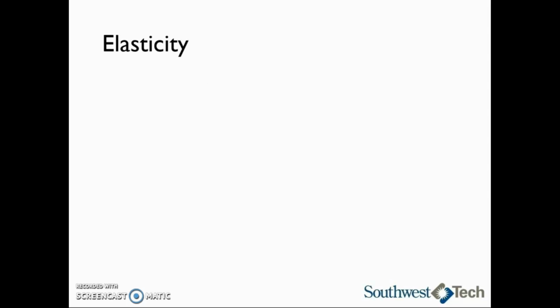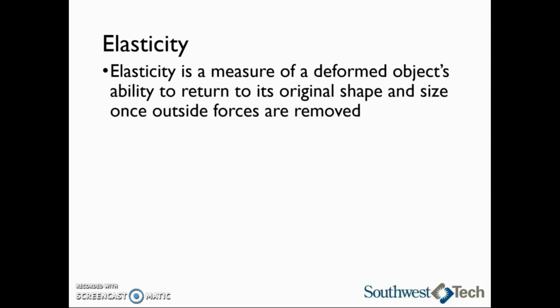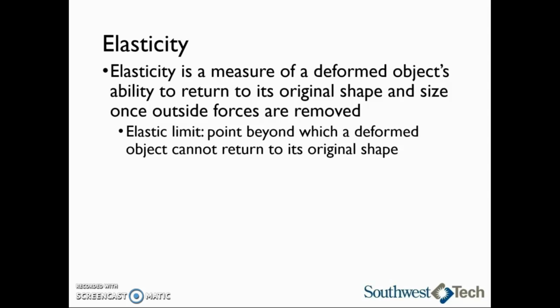The seventh and final property of solids is elasticity. Elasticity is a measure of a deformed object's ability to return to its original shape and size once outside forces are removed. The elastic limit is the point beyond which a deformed object cannot return to its original shape. When you think about elastic limit and elasticity, think rubber bands.